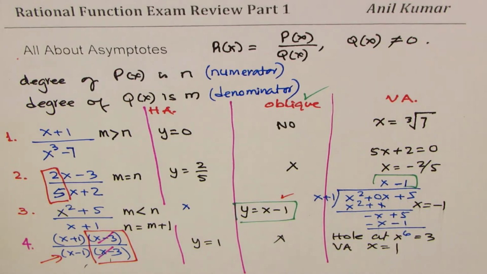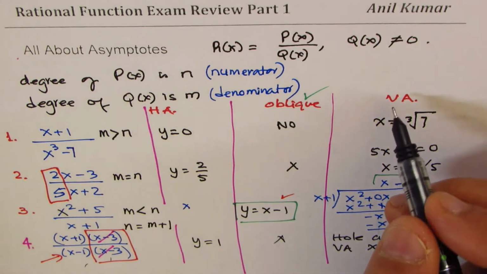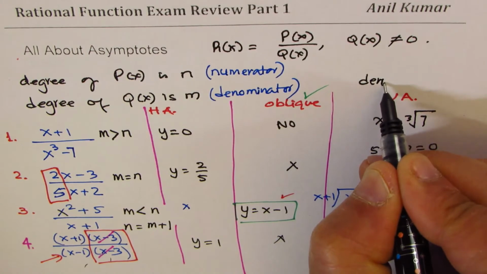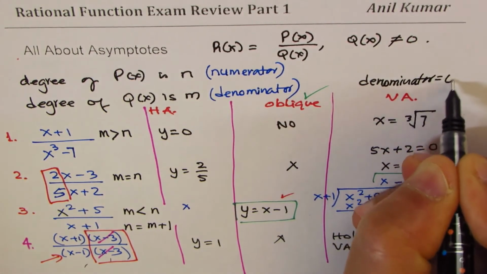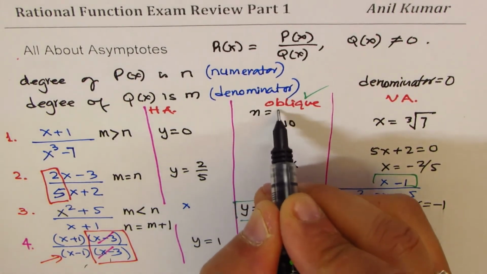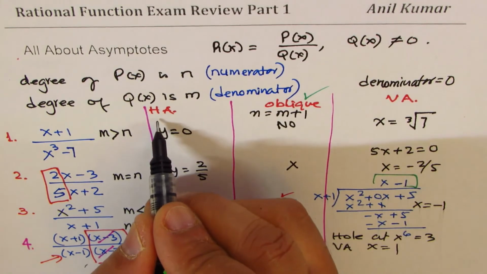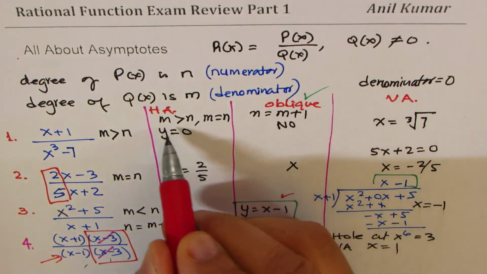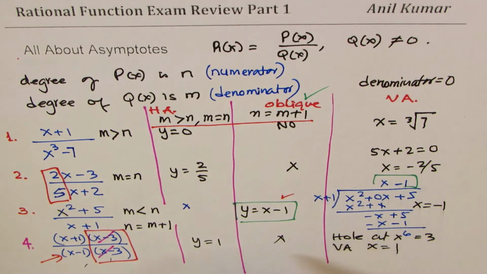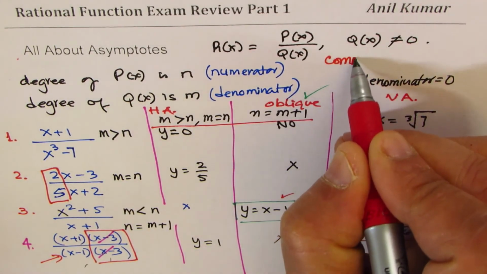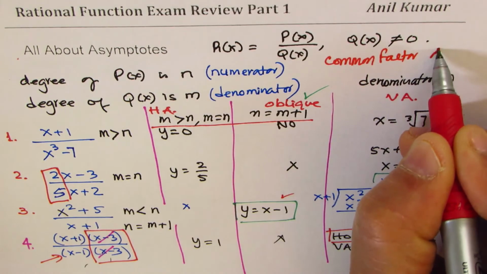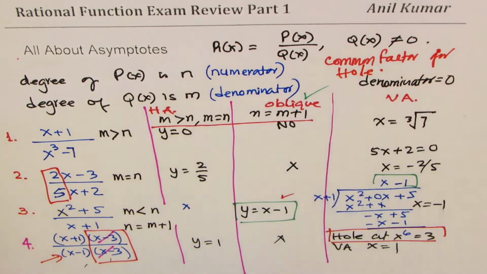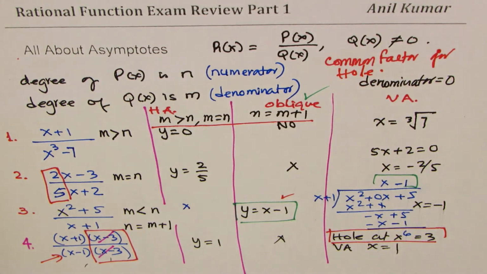So what we see here is vertical asymptote is when denominator is 0. So for vertical asymptote, denominator equals to 0. For oblique asymptote, n is equals to m plus 1. For horizontal asymptote, m is either greater than n or m is equal to n. Perfect. So these are the conditions to look into. And for hole, what we have here is common factor. Is it okay? So I think that summarizes almost everything about asymptotes and holes, rather discontinuities for rational functions.